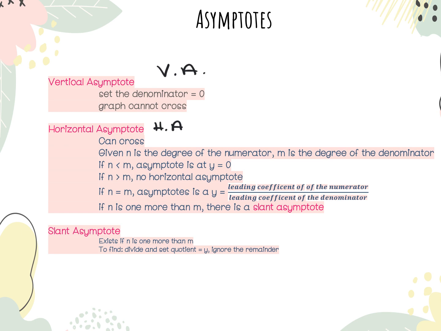So for the vertical asymptote, what you need to do is simplify the fraction first and then set the denominator equal to 0. And then that will be where your graph cannot cross. Your graph will never cross a vertical asymptote. It'll skim along it. For the horizontal asymptote, most of the time it will not cross that line. However, it can. There will be the occasion where your graph will cross a horizontal asymptote, but most of the time it's just going to skim along it.